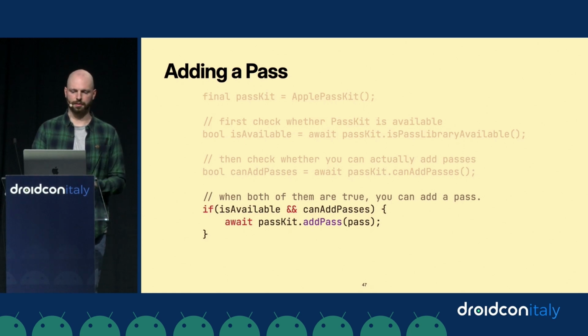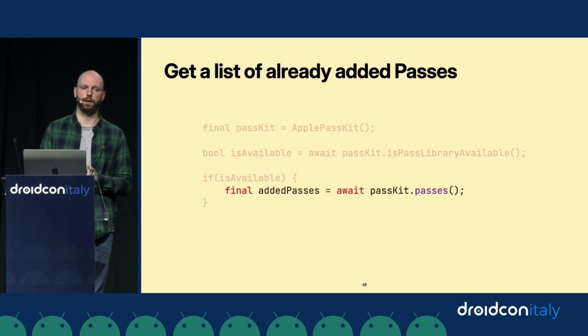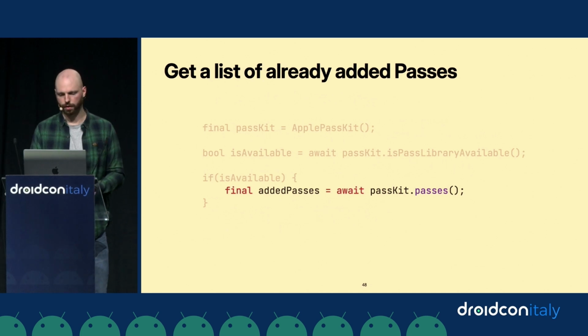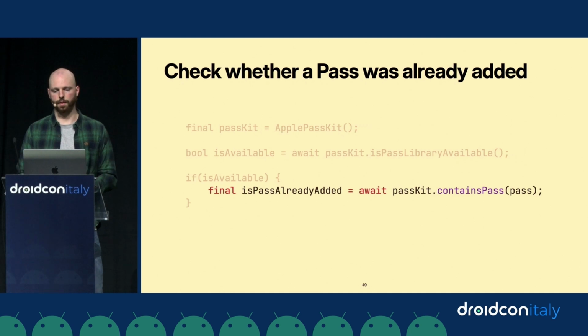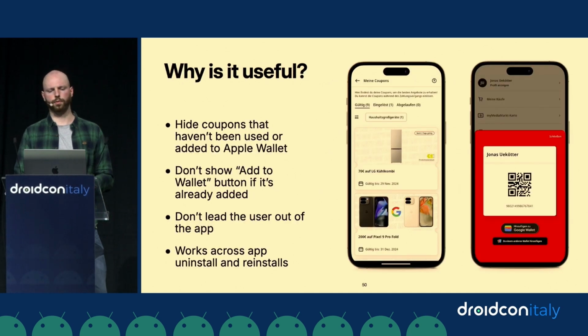Yeah, that's it to that. Then we can also get a list of already added passes from Apple Wallet. Here we also have, again, to check whether we can actually do that. And we can also check that for a specific pass, again, after checking whether we can actually do that. But why is this useful?